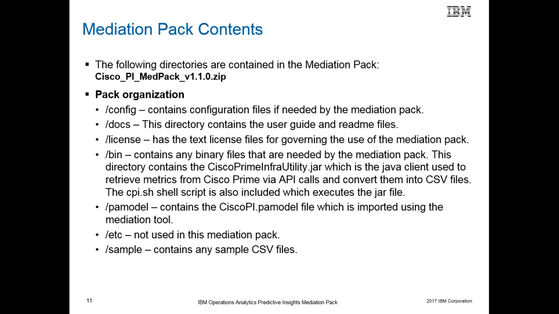The bin directory contains the Java client utility, which is used to extract metrics from the Cisco Prime Infrastructure and format the metrics into CSV files. The PA model directory contains the Mediation Pack model, which is imported into Predictive Insights using the Mediation tool. The remaining directories are not used by this Mediation Pack.